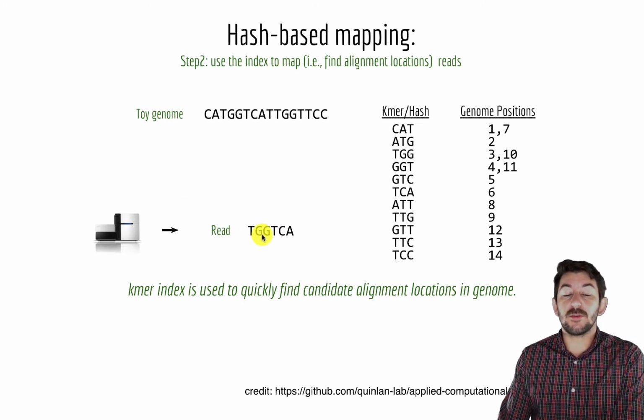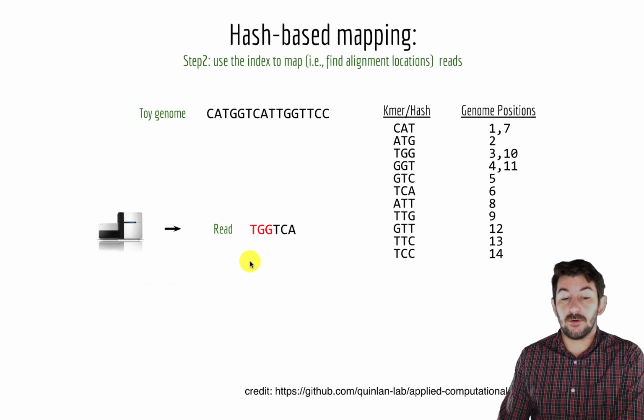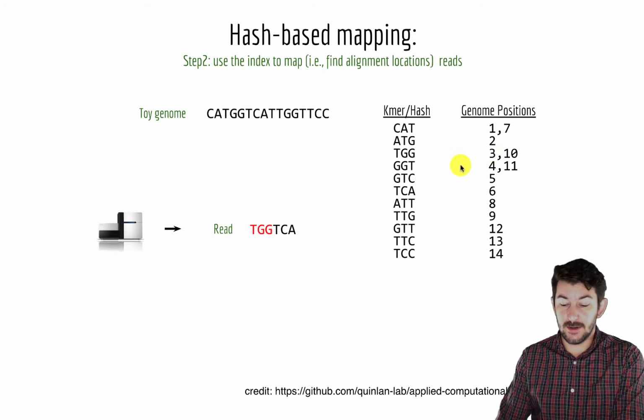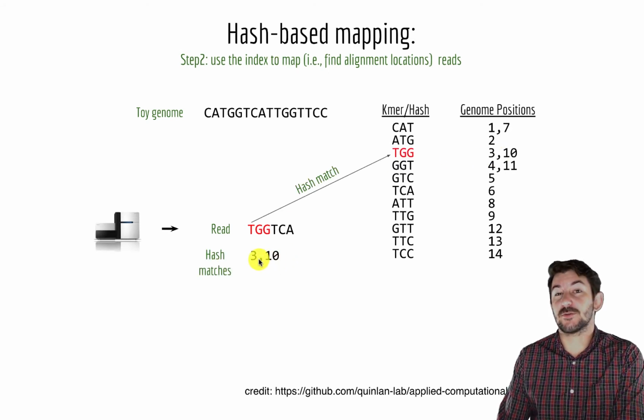Now, how this works for mapping is once you have your indexed hash table, every single read is quickly broken down into k-mers. And so here we've got our first 3-mer, TGG. All we have to do is go, where is this in the hash table? It is right here, and it could fit position 3 or 10. And so we go, okay, hash match, 3 or 10.